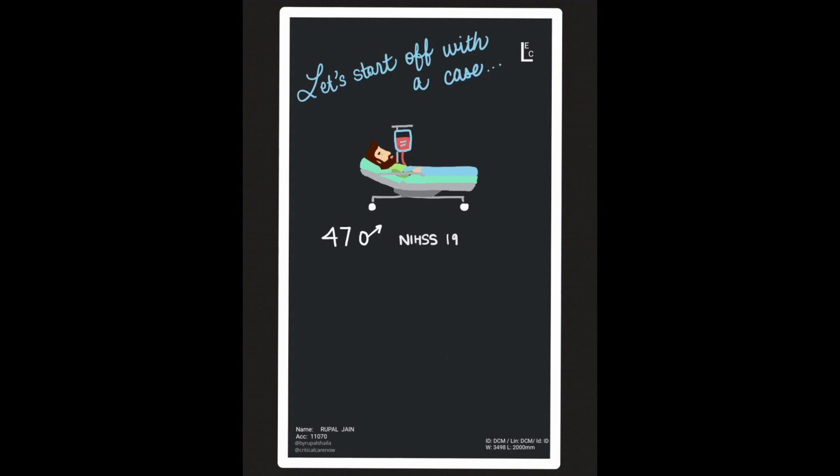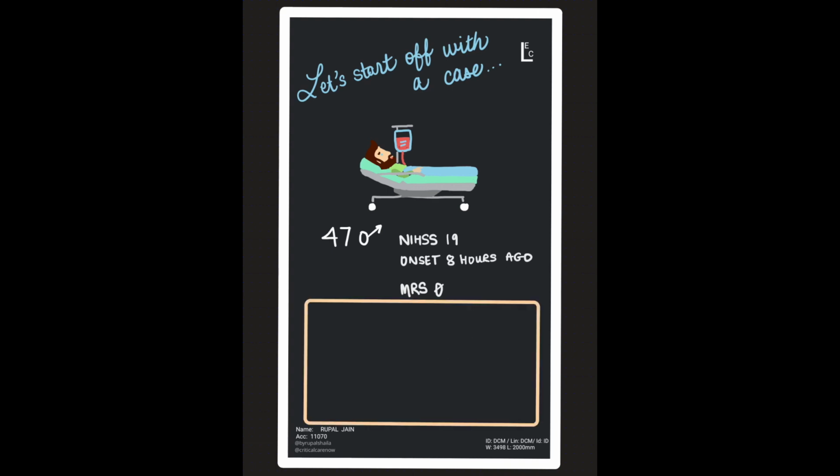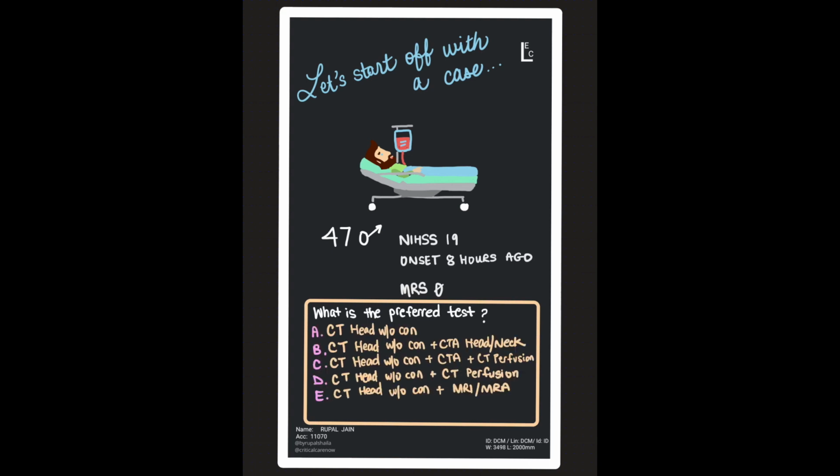Well, you're probably wondering, what is the time of onset? Unfortunately, it's about 8 hours ago, and his modified Rankin score, given no previous disability, is 0. My question to you is, what is the preferred test at this point to evaluate for his stroke symptoms?